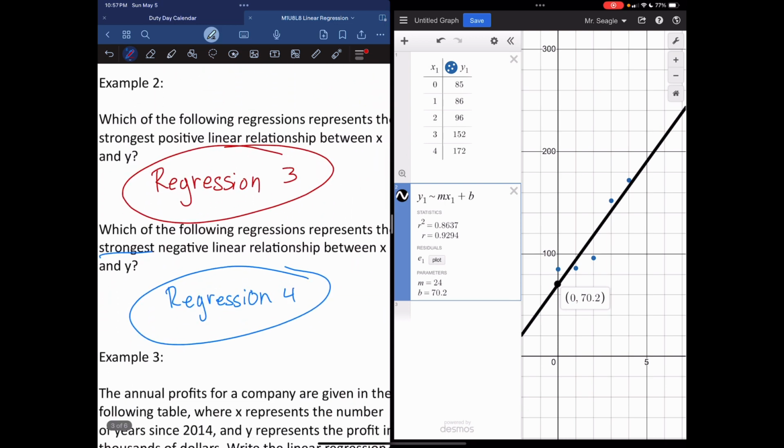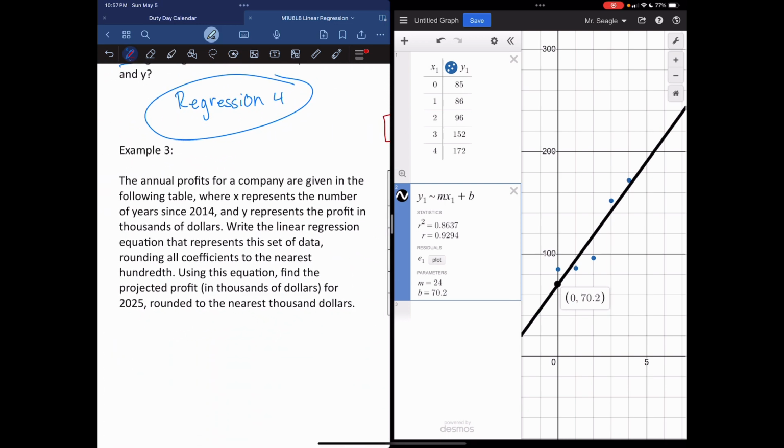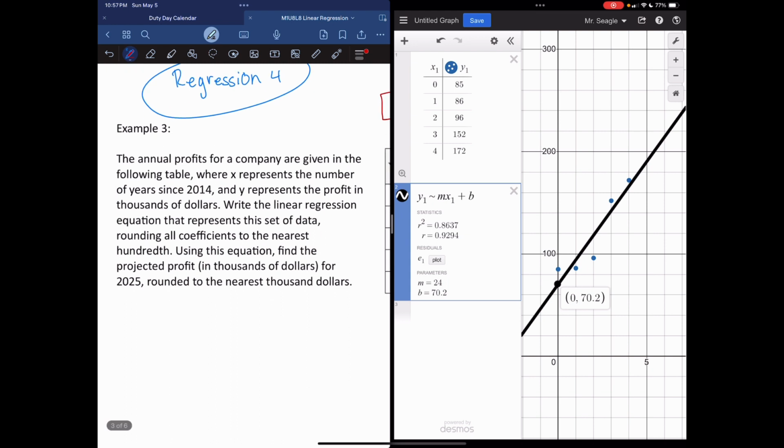Okay, so what it's asking for is the annual profits for a company are given in the following table. We put the table in there, where X represents the number of years since 2014. Y represents the profits in thousands of dollars. Write the linear regression equation that represents this set of data, rounding all coefficients to the nearest hundredth. Okay, so let's start by writing the equation. So we have y equals, we don't have to write it using the tilde.